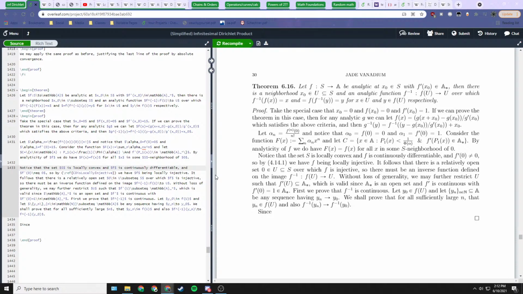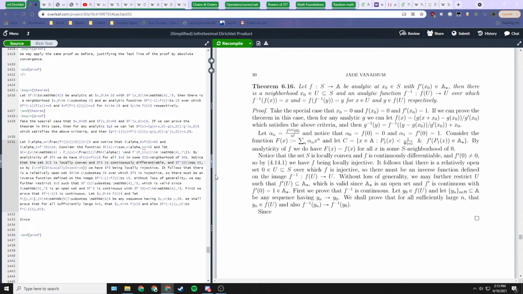Okay, so this is sort of what we want to do. We're going to say this set C is locally convex, and this capital F function is continuously differentiable. We could probably call this G or something, I don't know. But C is locally convex and open, and capital F is continuously differentiable, and F prime at 0 is not equal to 0. So by this locally injective theorem, we have capital F being locally injective.